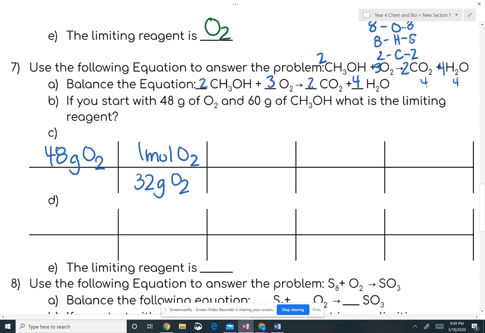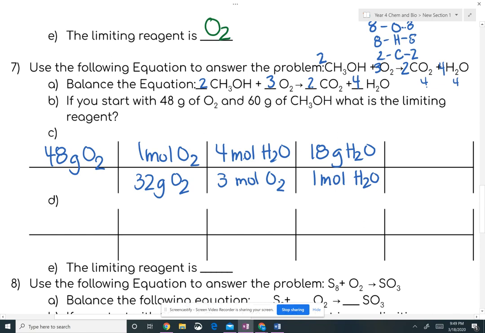So there is 4 moles of H2O for every 3 moles of O2, right? Then I do 18 grams of H2O is in 1 mole of H2O, right? And again, I add 18 because I'm adding, right? Oxygen weighs 16, hydrogen weighs 1 each, right? And I should get 18. Then I'm going to multiply and divide across.